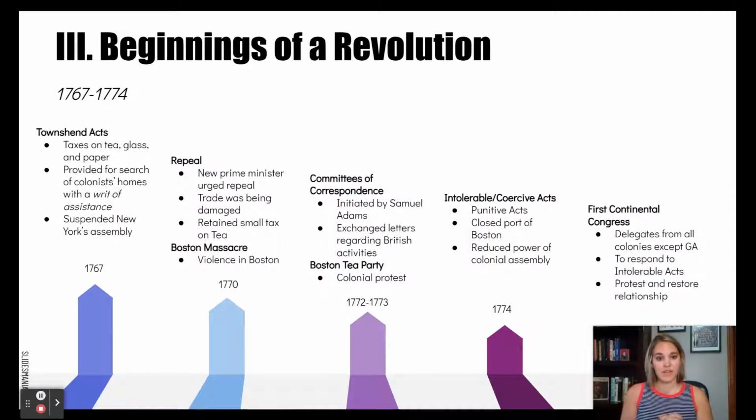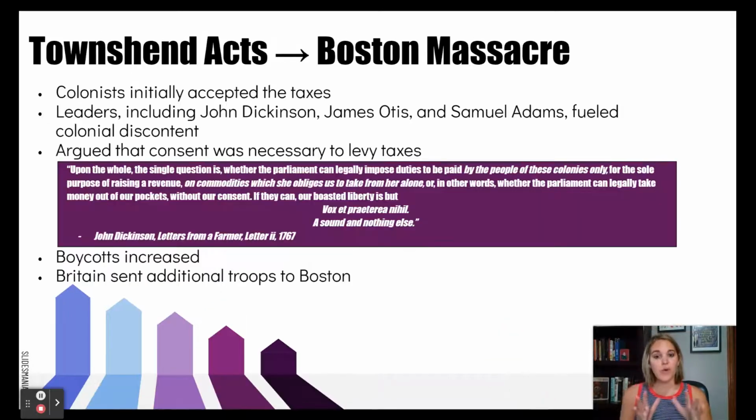So here's a basic timeline of where we're going next. We've got 1767 to 1774, where we really see the beginnings of the revolution, where we see British actions and colonial resistance repeated, and it seems to increase in intensity over time. So we're going to go through each of these things next. So first we want to go to the Townshend Acts.